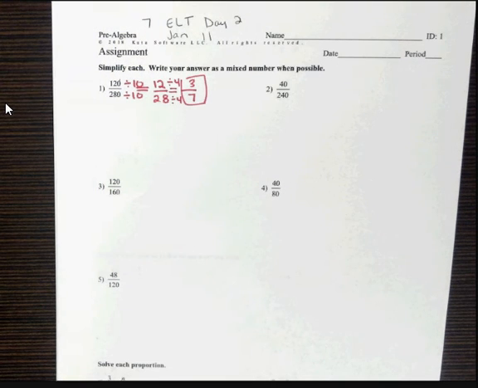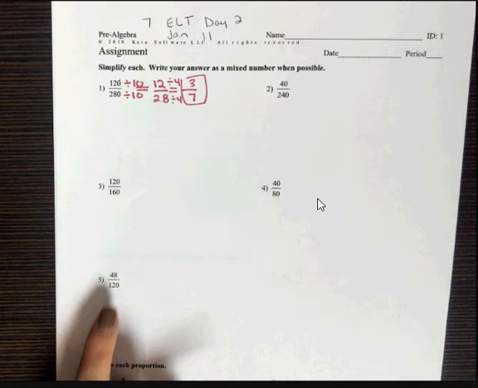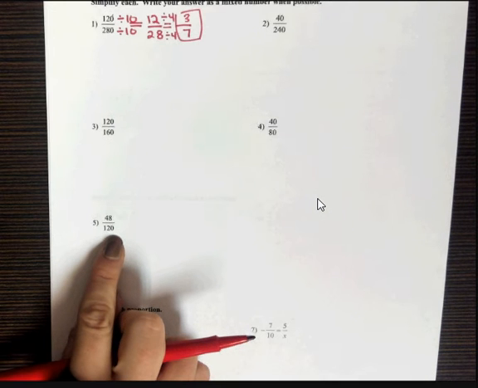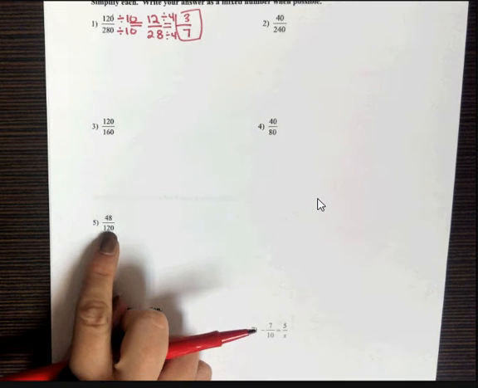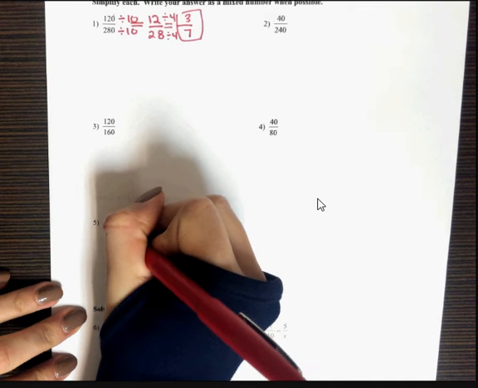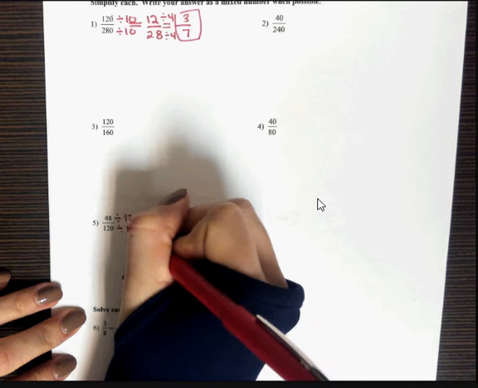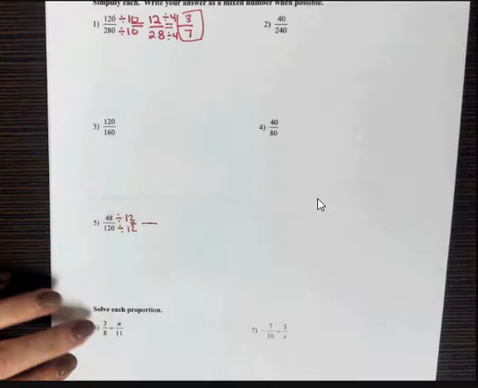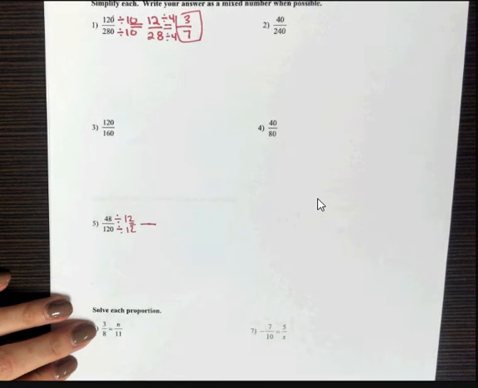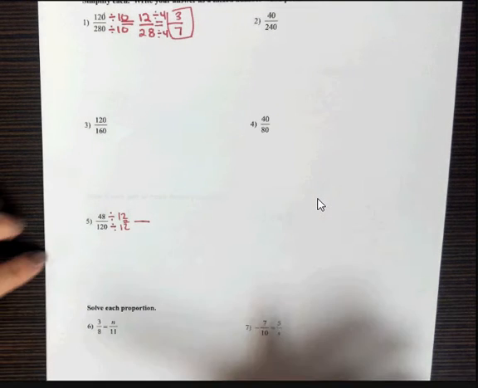So that's an example of how you could simplify the fractions 2, 3, and 4. Number 5 is a little bit tricky. For number 5, I suggest using a common factor that is 12 to start.